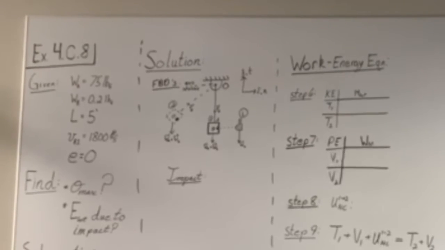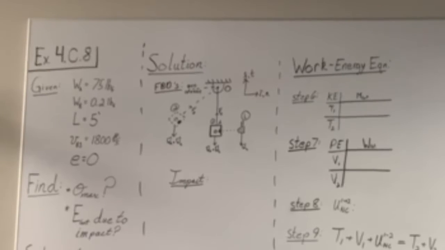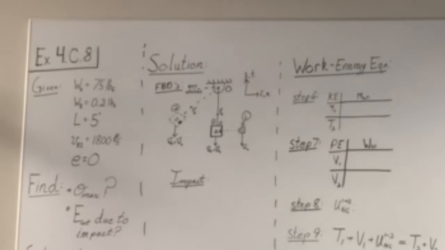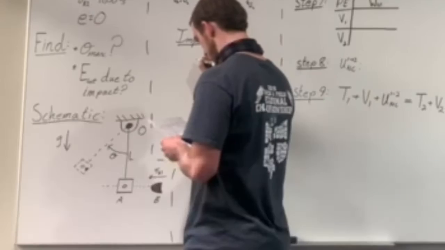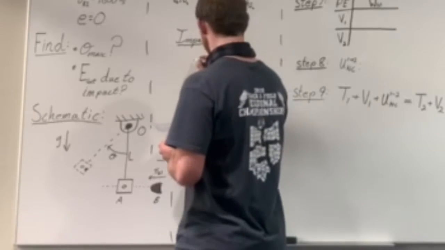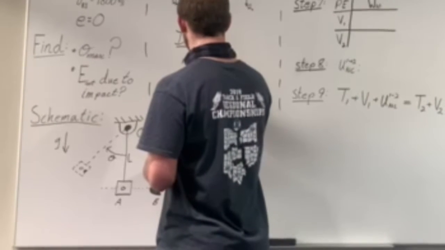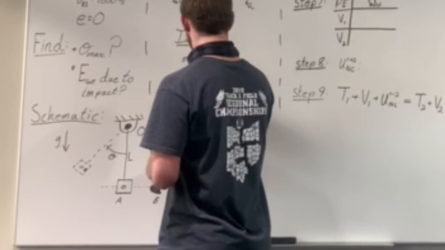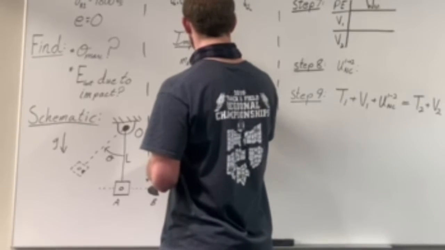So our group decided to do example 4.c.8. The givens are given in the top left of the board. We are finding theta max and the energy loss due to the impact. And as you can see in the schematic in the bottom left, a bullet is hitting mass A, which is hanging from a cable, and it is getting hit up to a maximum, which is the theta value we're finding.